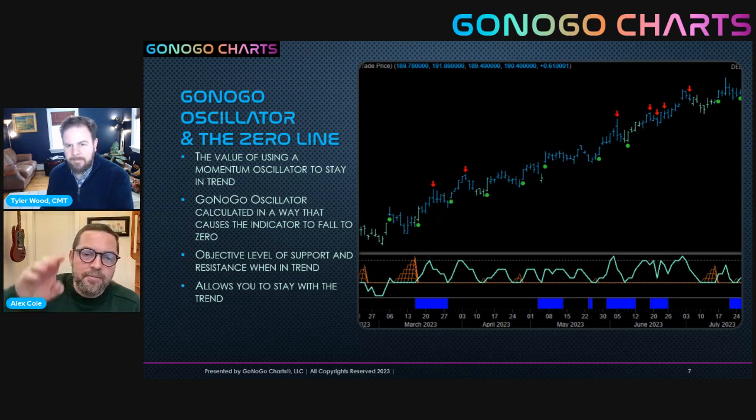But every time that momentum wanes and price comes back, we can now look to the zero line on the oscillator to see if it holds. And if it does, we can say that we aren't seeing any oversold readings. They've gone to neutral, but they've stayed at neutral. And then when they rally again, we come off the zero line, and that tells us that the trend is likely to continue. Gives us an objective level of support and resistance and allows you to stay with the trend.